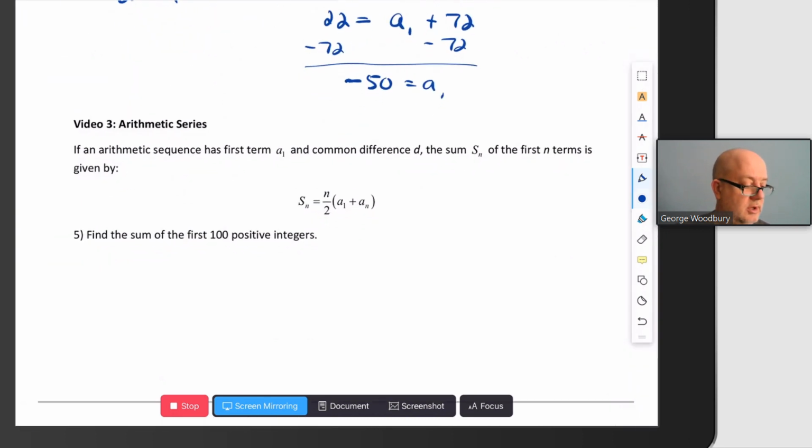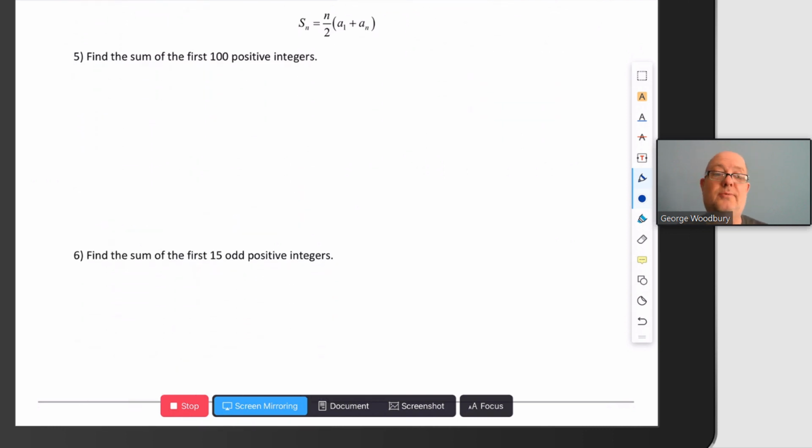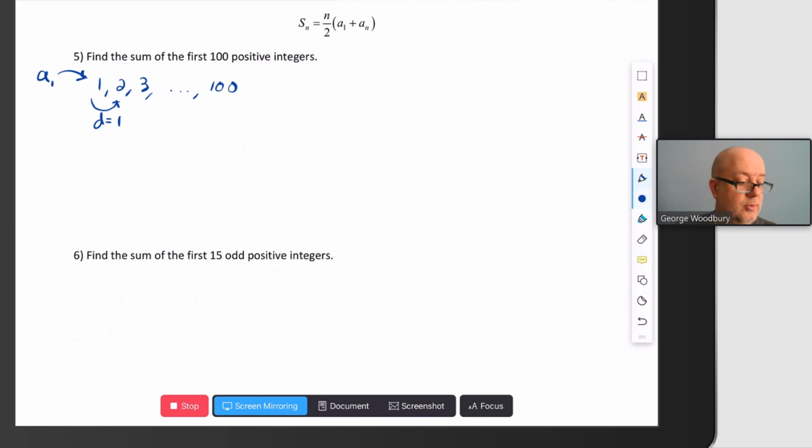So we're going to start off with kind of a classic problem: find the sum of the first 100 positive integers. So if we think about this, we can see that d is equal to 1. We know that a sub 1 is equal to the first number, also 1. And we know for the first 100, a sub 100 is 100.